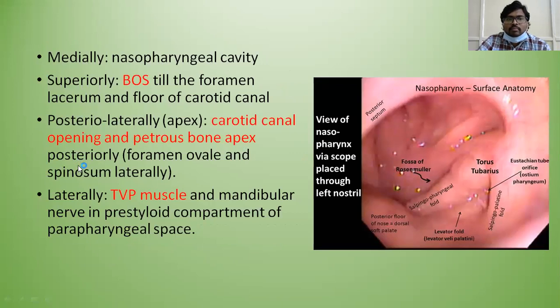The other important boundaries are of the apex. Apex is present posterolaterally. It is related to the carotid canal opening and petrous bone apex posteriorly, and foramen ovale and spinosum laterally. So posteriorly it is related to the carotid canal opening and petrous bone. Laterally it is related to foramen ovale and spinosum. And further laterally it is related to the tensor veli palatini muscle and mandibular nerve.